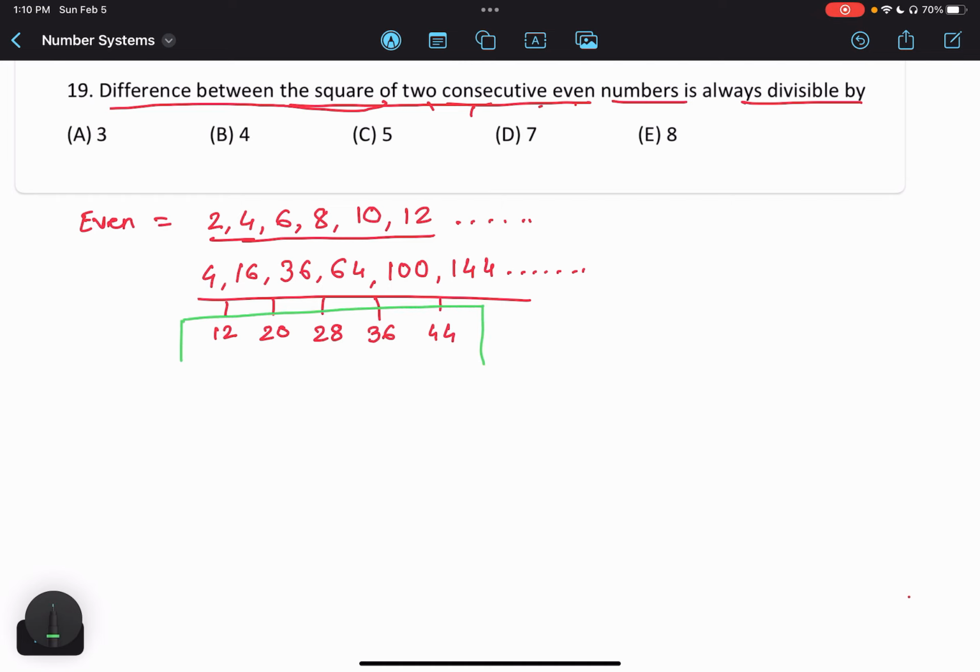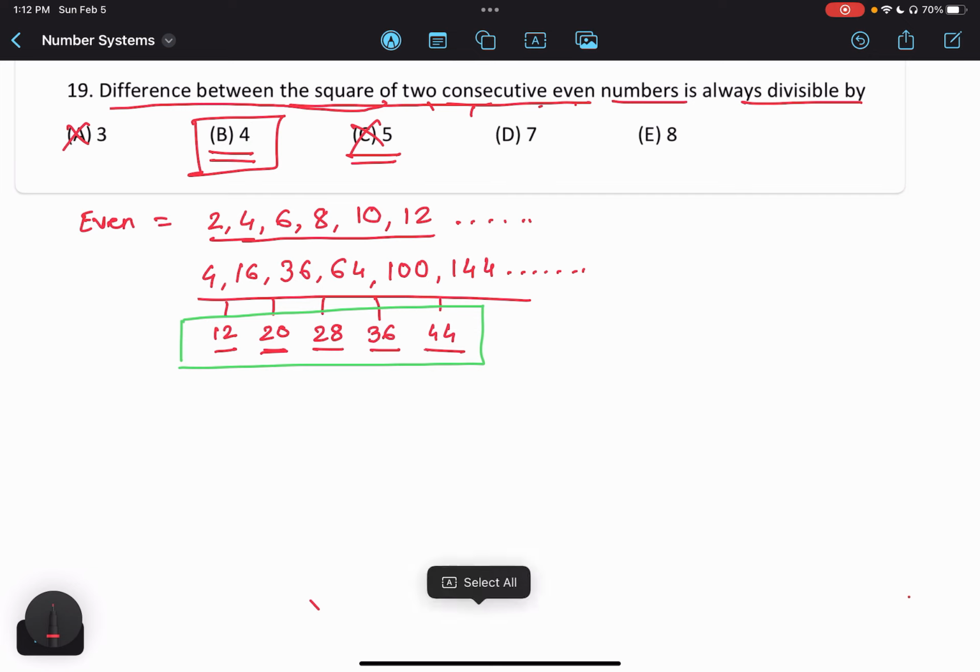So all these numbers we have to check for divisibility by the given options. Looking at the options, I can say we cannot divide 20 by 3, so let's eliminate option A. If we see option B, 4, then 12, 20, 28, 36, and 44 are all divisible by it. So this is one of the answers. Again, looking at 5, we can say it cannot divide 12, 28, 36, or 44. So it cannot be the answer.